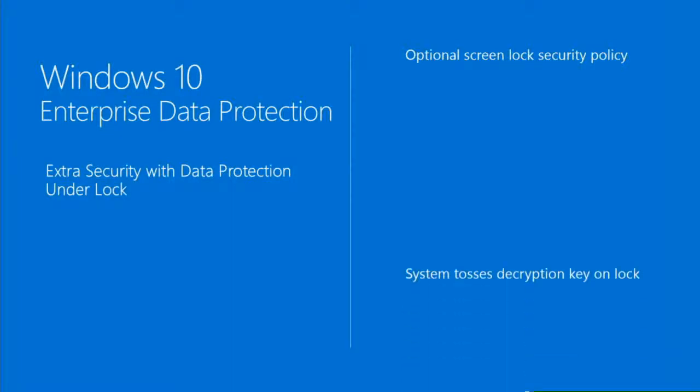How does that work? What we do is essentially rely on asymmetric cryptography, asymmetric key cryptography. We protect the data and toss the decryption key on lock. What that means is when the device is locked, all of the data is cryptographically inaccessible to an attacker, even if they are running malware on the device and even if they are trying to get access to the key.